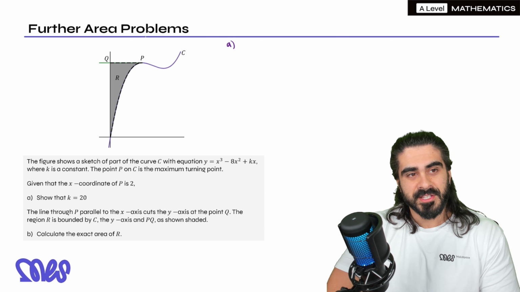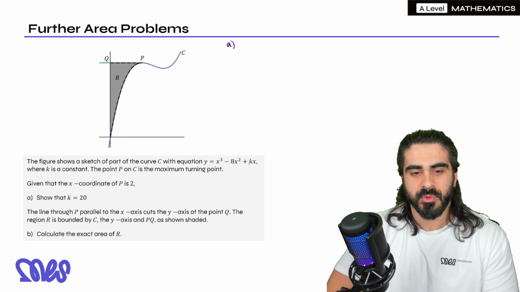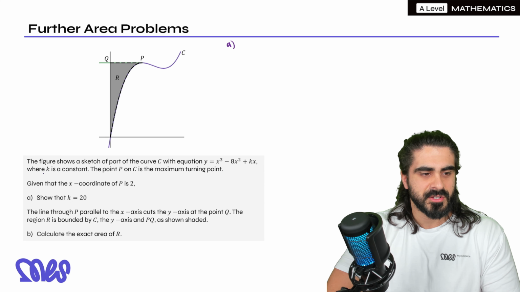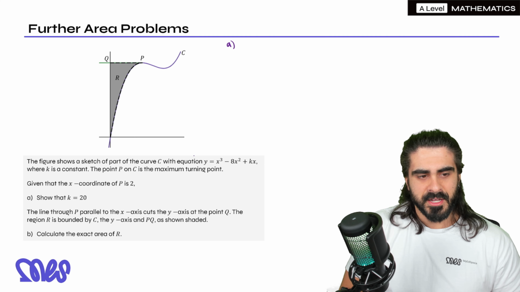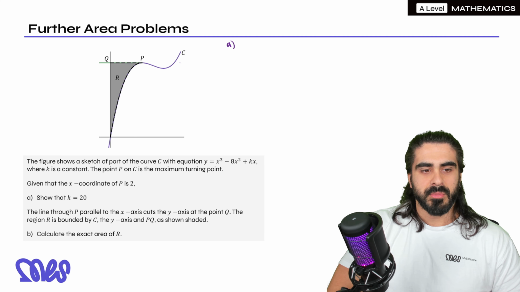But getting to this area problems question, we have an area that we want to find. The figure shows a sketch of part of the curve C with the equation y equals x cubed minus ax squared plus kx, where k is a constant. The point P on C is the max turning point.